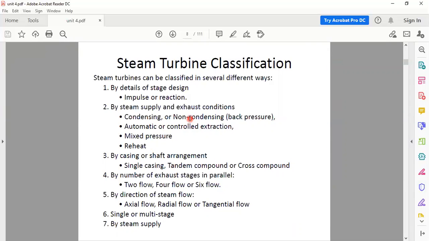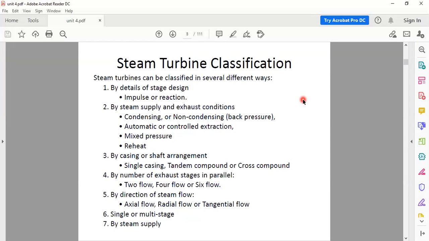So, steam turbine classification. Steam turbines can be classified in several different ways: by details of stage design, impulse or reaction, that is, impulse turbine and reaction turbine; by steam supply and exhaust condition, condensing or non-condensing, automatic or controlled extraction, mixed pressure and reheat; by casing or shaft arrangement.